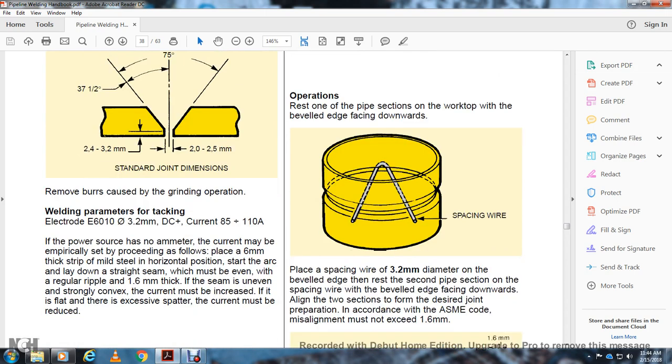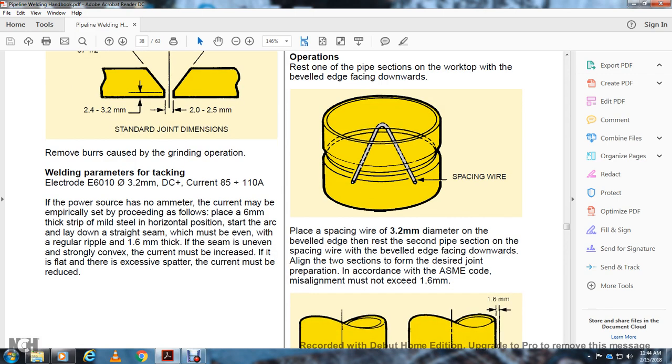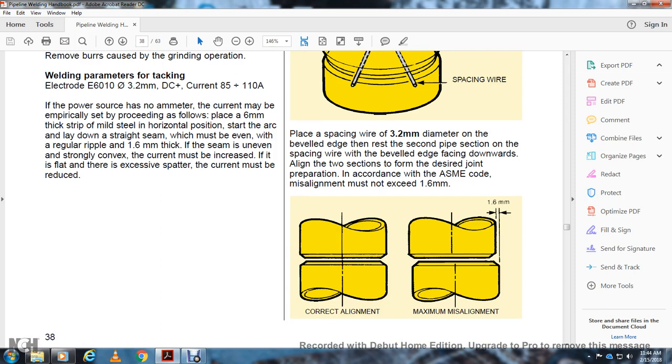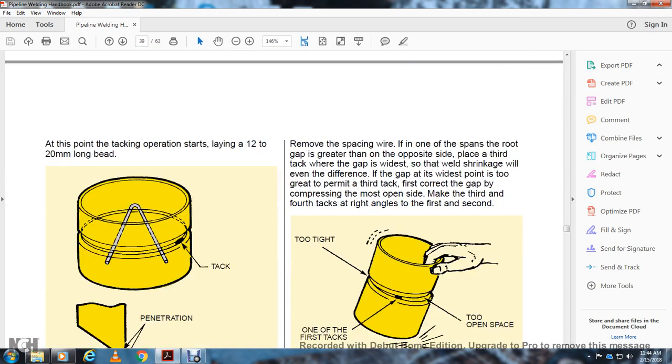Rest one of the pipe sections on the worktop with the beveled edge facing downwards. Place the spacing wire, 3.2 millimeters in diameter, and rest the second pipe section on it, beveled edge facing down, with both sections prepared in accordance with the American Society of Mechanical Engineers code. The misalignment must not exceed 1.6 millimeters. The correct alignment, maximum misalignment, is 1.6 millimeters.